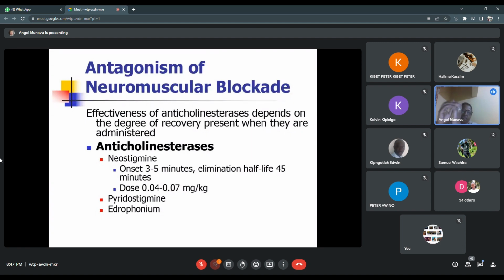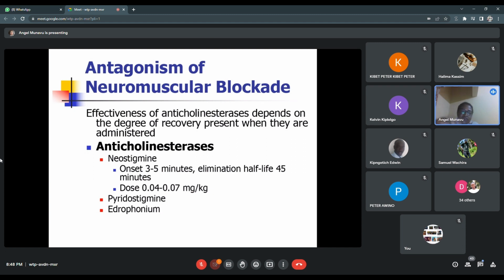Remember, we say that cholinesterase, which is an enzyme, breaks down acetylcholine to choline and acetate. And so if we can give a drug that prevents this breaking down of acetylcholine, then it means that acetylcholine will accumulate at the synaptic cleft. And because we say these drugs are competitive, if it accumulates, it can be able to remove the drugs from the receptors.